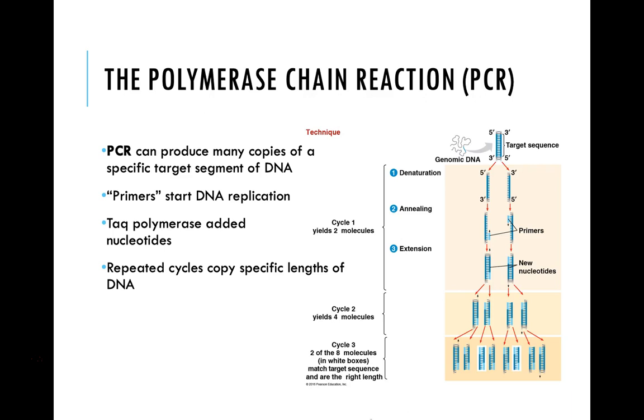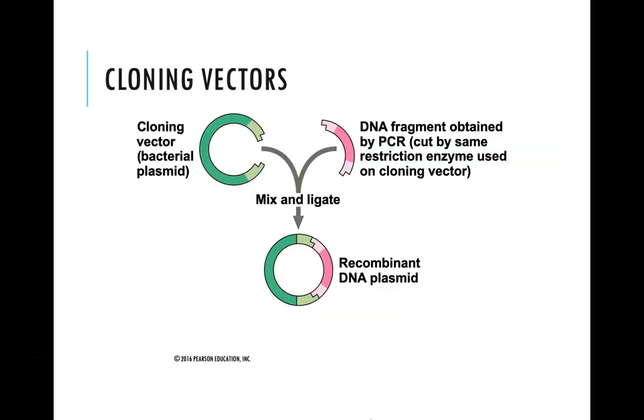You're going to do this over and over again until you have isolated the gene that you want, and you've made lots and lots of copies of it. Every time you perform a cycle of PCR, you double the amount of DNA you have. So in theory, you can start with one copy and get thousands of copies.